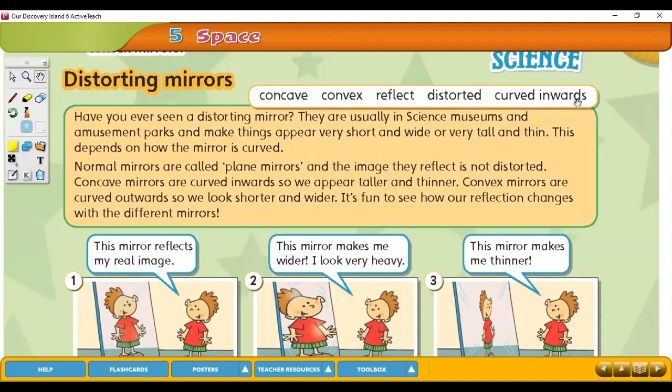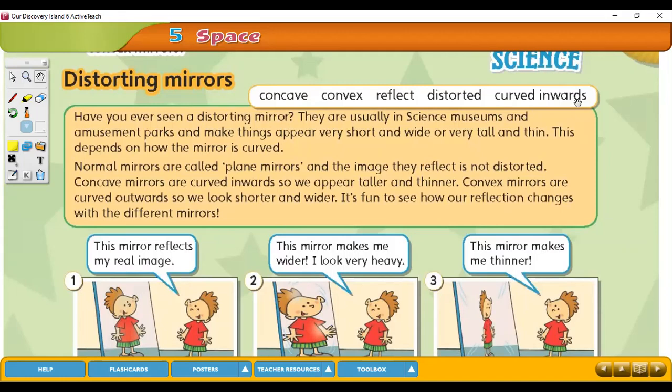Concave mirrors are curved inwards, so we appear taller and thinner. So here we have a definition of the concave mirrors. What's different between a concave mirror and a plain mirror? The concave mirror here is curved, but in which direction? They said that it's curved inwards. So the curve is directed towards the inside. So when you look at yourself in a concave mirror, you appear taller and thinner.